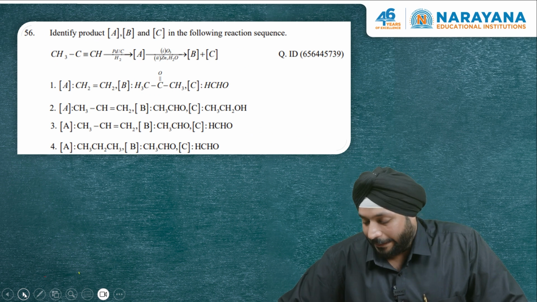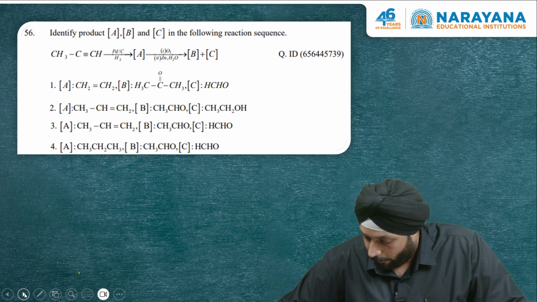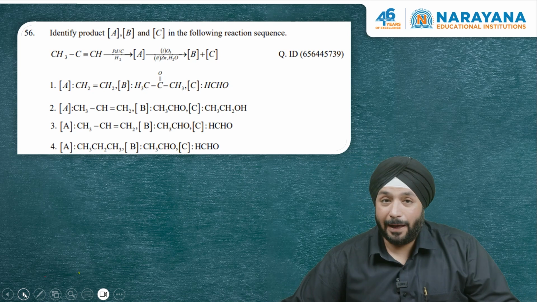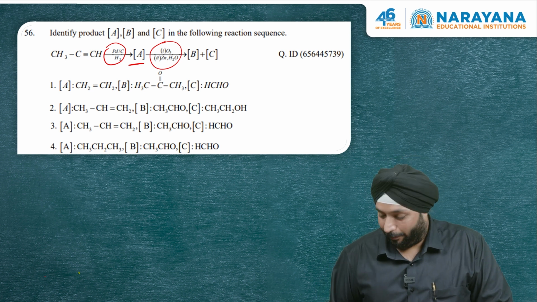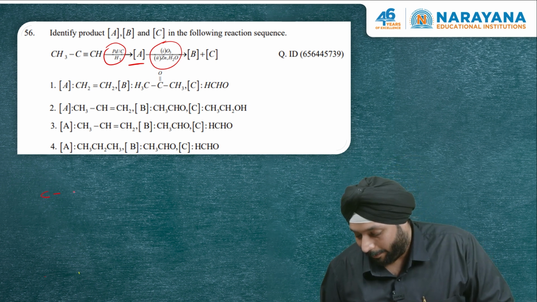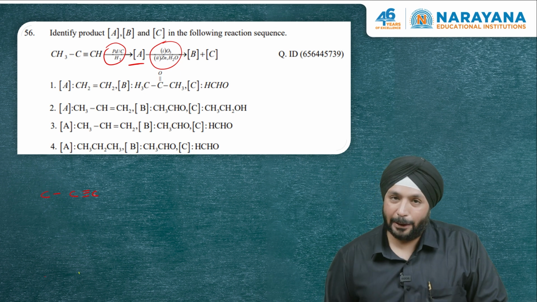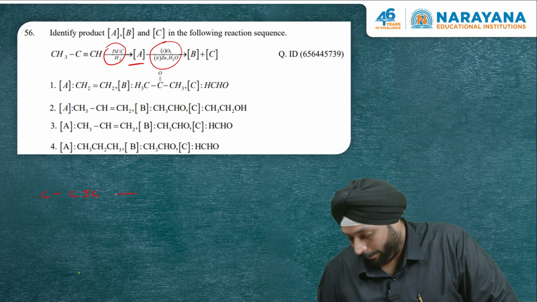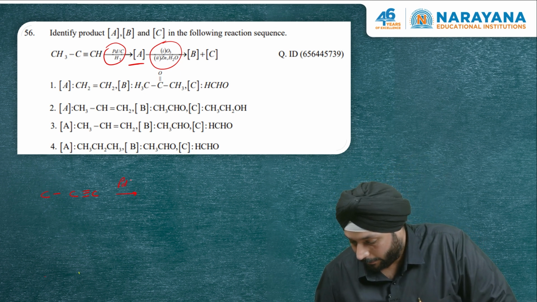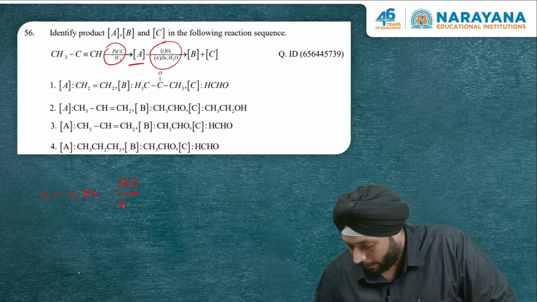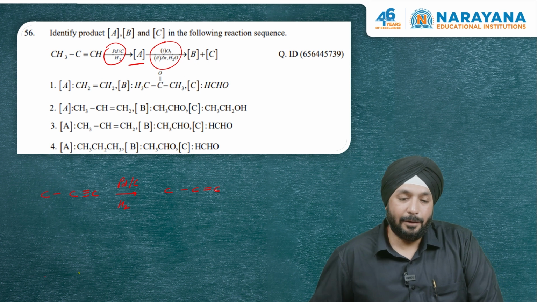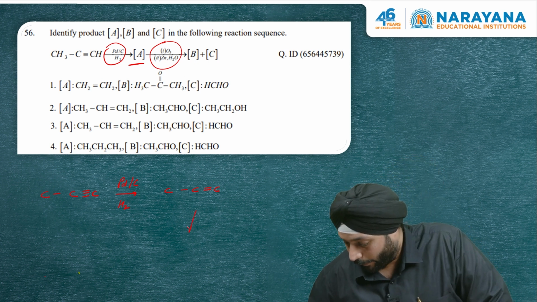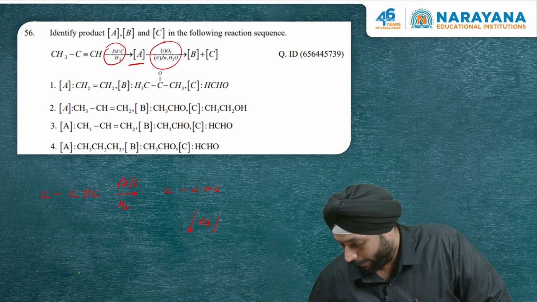Question number 56: identify products A, B, C in the following reaction sequence. Now you have an alkyne, you are reducing the alkyne to form something A, and you are doing ozonolysis of A. The question is very simple and straightforward. This time in organic, most of the questions are very straightforward, and this is one of them. If you reduce with palladium carbon and hydrogen, an alkyne becomes an alkene. After reduction, you are doing ozonolysis, and that too reductive ozonolysis in the presence of zinc and water.